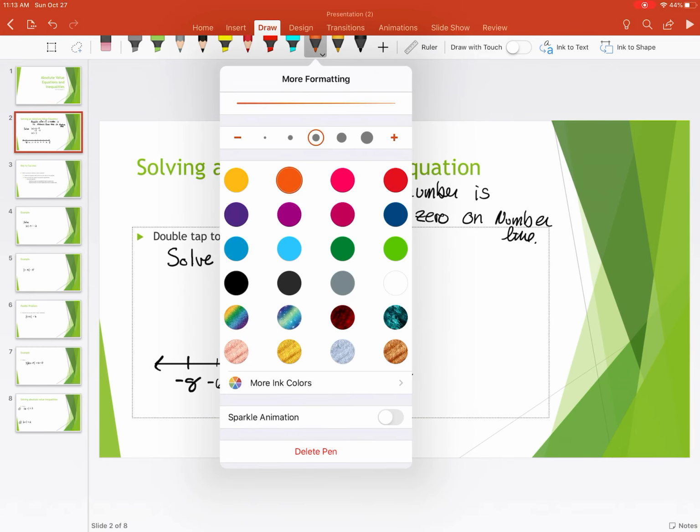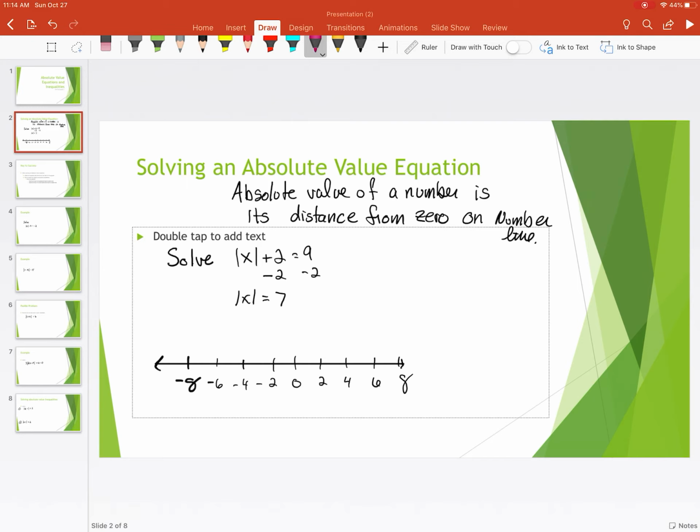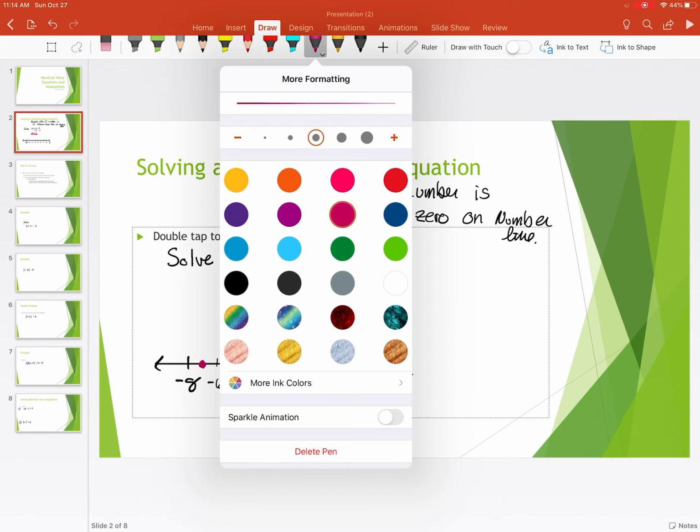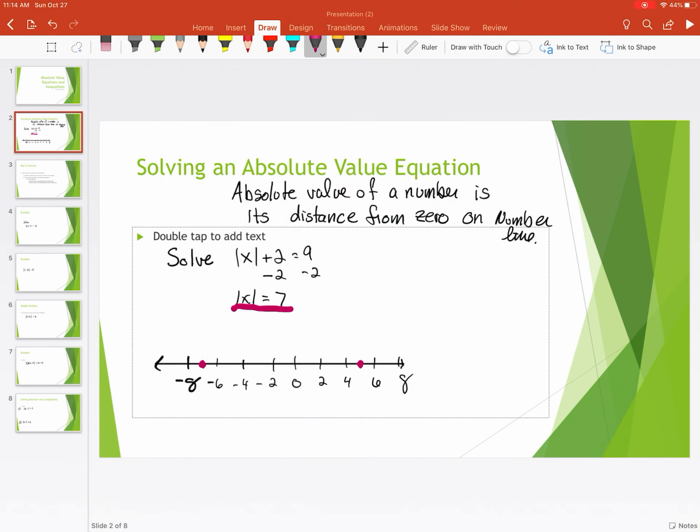Well, when we think about it, there are 2 numbers on the number line that are 7 spaces away from 0, right? We have down here on the number line positive 7, and we have negative 7. So this could equal either positive 7 or negative 7, right? Because we know from our vast experience in math that absolute value of 7 equals 7, and the absolute value of negative 7 equals 7.